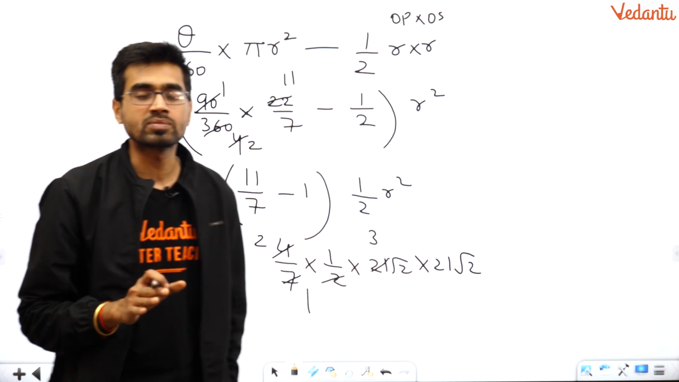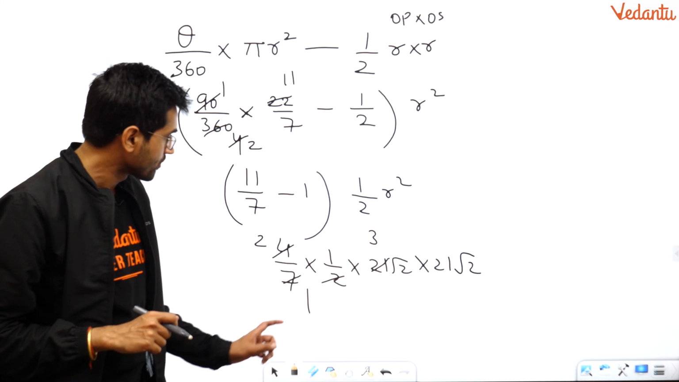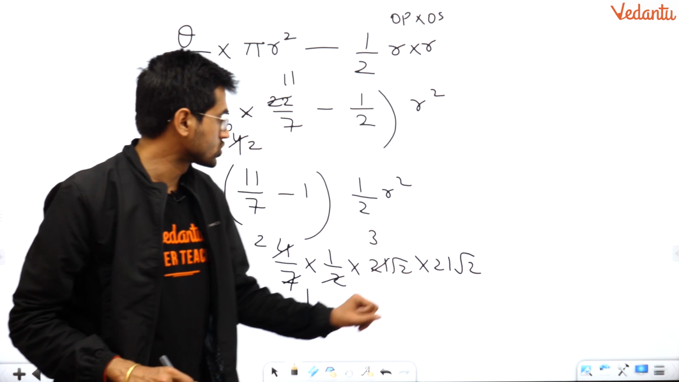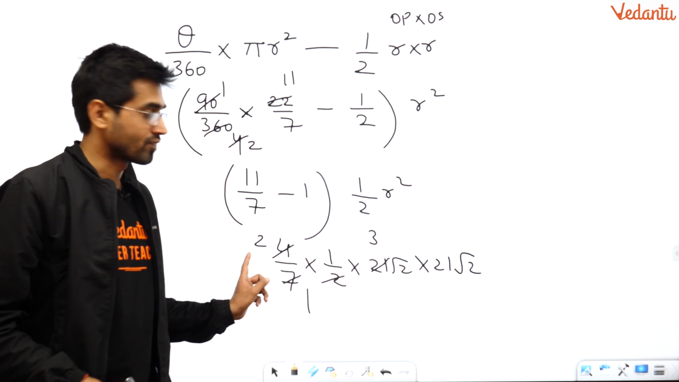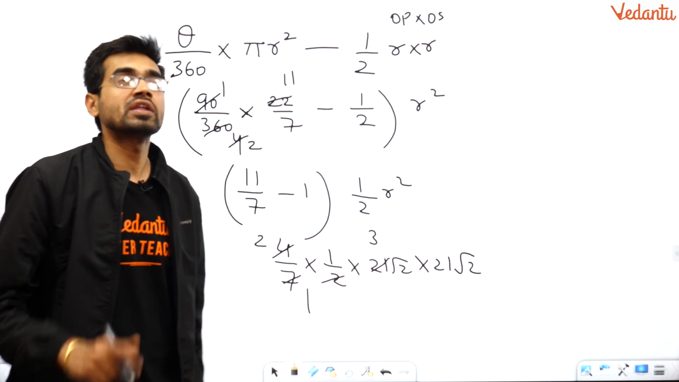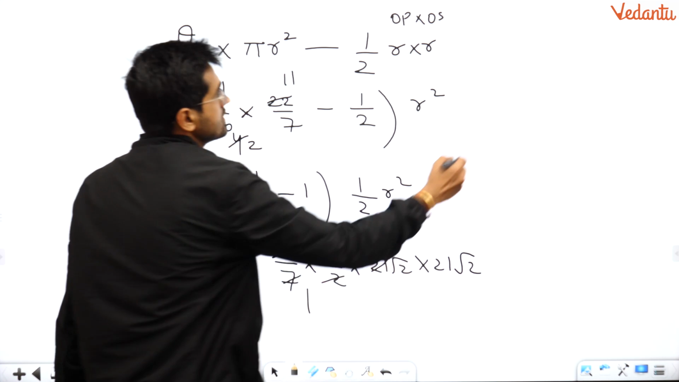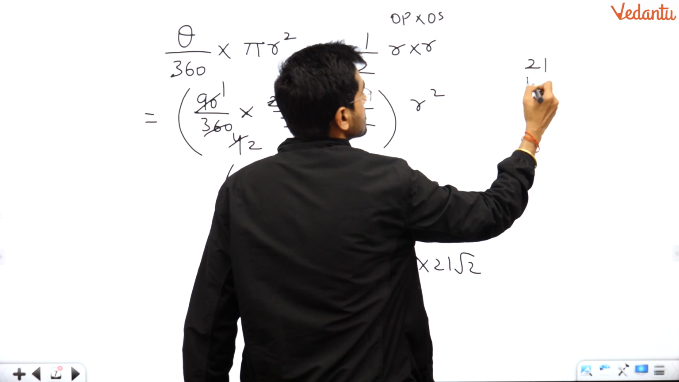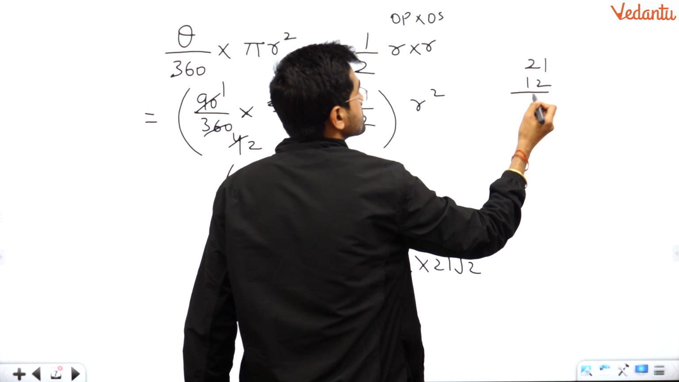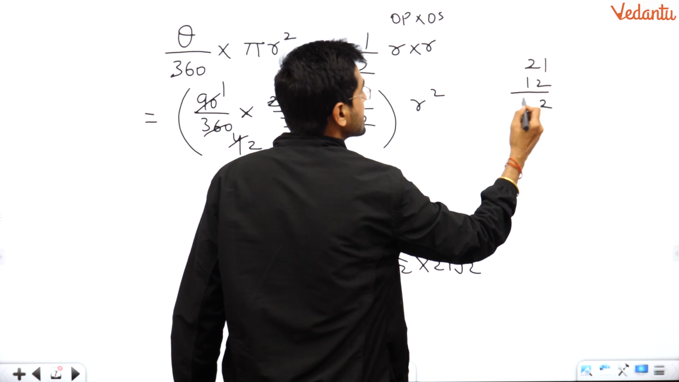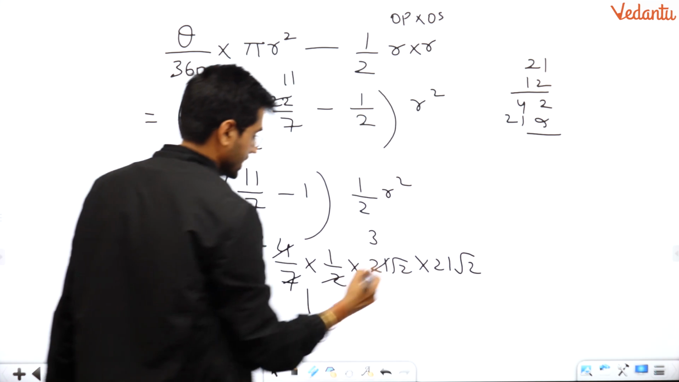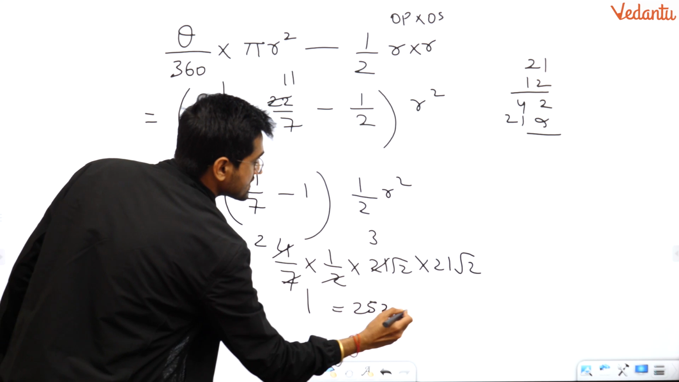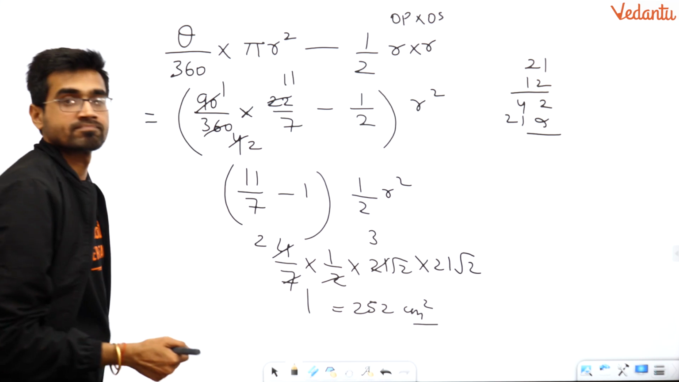If I made any calculation mistake, you can point that out, no issue about it. Just check, root 2 into root 2 is 2, 2 3 is 6, 6 2 is 12. And then there is a 21. 21 into 12 will be what? 210 plus 42. So 252 it should be. Let us check. Yeah, it is correct. So it is 252 centimeter square.